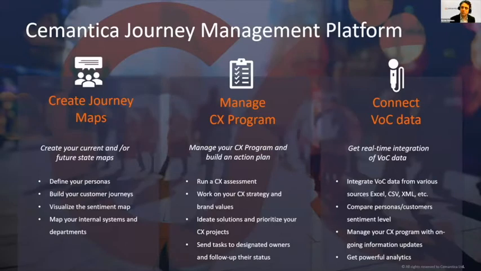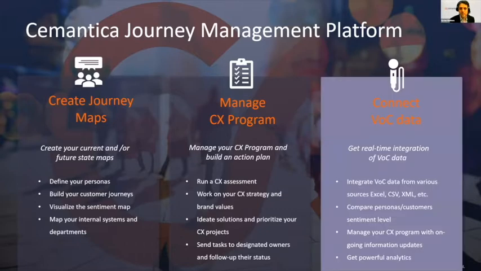When we are speaking about the Semantica journey management platform, we actually have three parts. The first one is creating customer journeys. The second one is managing the CX program. And the third one is connecting the voice of the customer data in order to transform the map into dynamic maps that are living over time. In this presentation, I'm going to focus on the VOC connection between the journey map and the data that flows from the outside, and we'll see how we do the integration together.